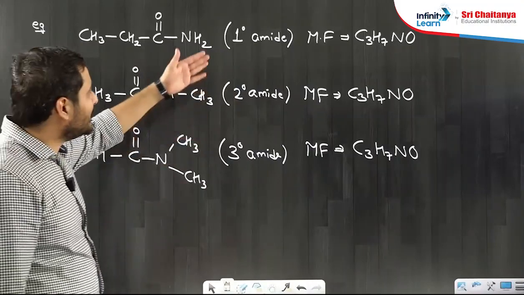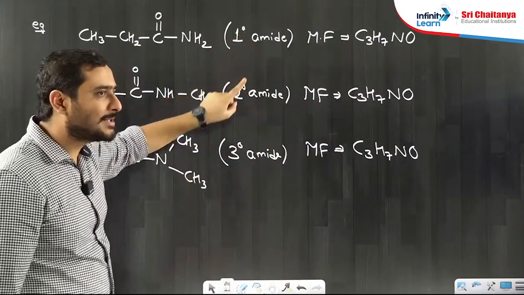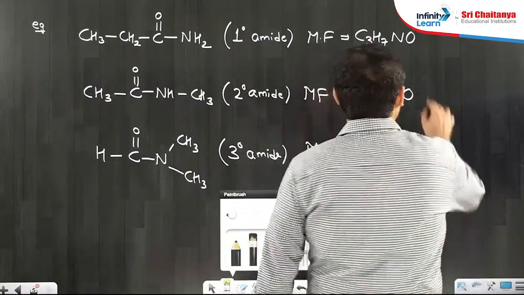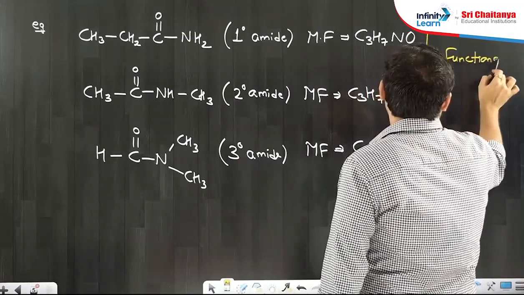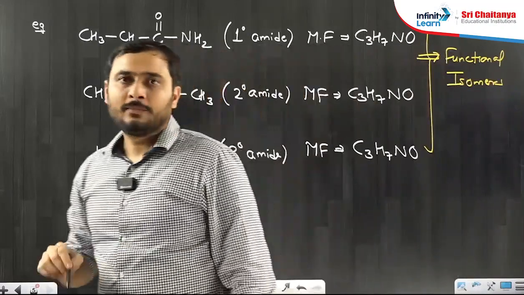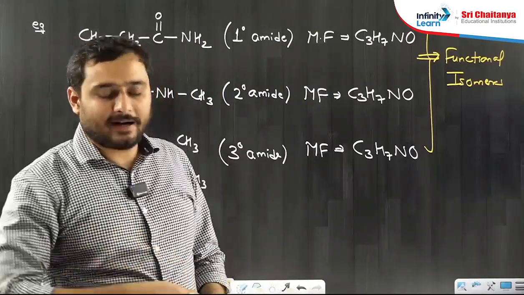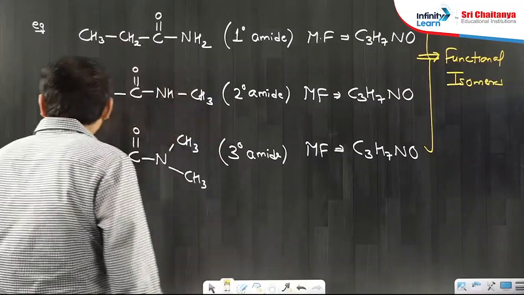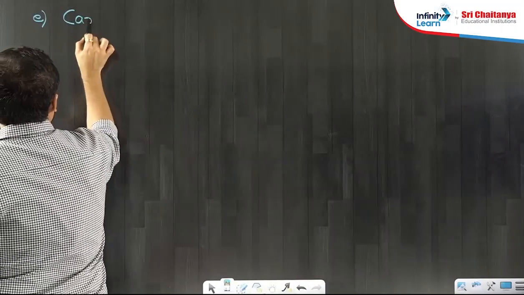Now if you check, these 3 are compounds having the same molecular formula but they have different functional groups. Primary amide, secondary amide and tertiary amide. So that's why they are considered as which type of isomers of each other? They are considered as functional isomers. Clear? So primary, secondary, tertiary amine as well as primary, secondary, tertiary amide are considered as which type of isomer? Functional isomers. Now let us move to the next part, that is E part. So E part is carboxylic acid and ester.